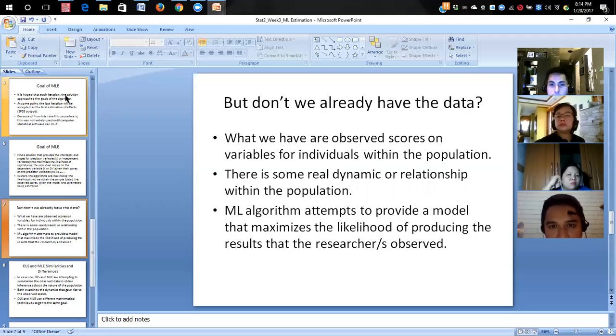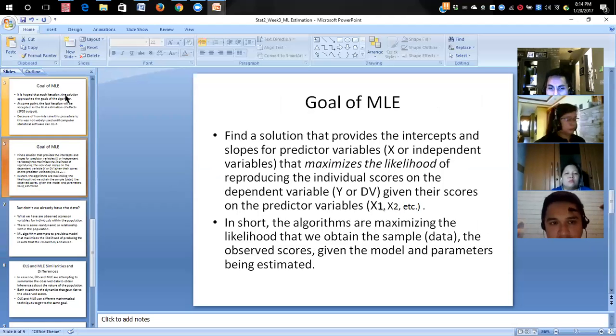So let's proceed. When we say here that the algorithms are maximizing the likelihood that we obtain the data, the observed scores, given the model and parameters being estimated, you're going to say, wait a minute, how does that work?